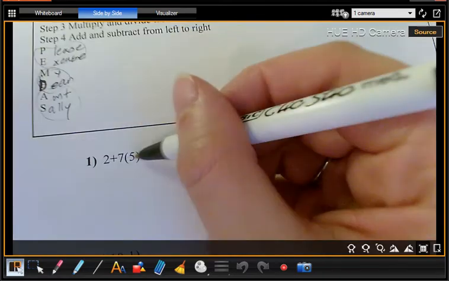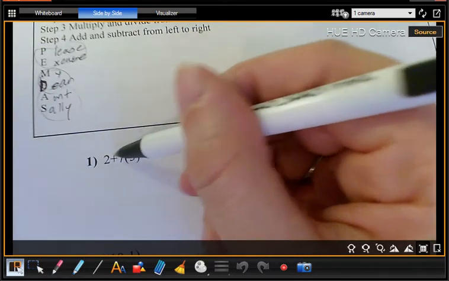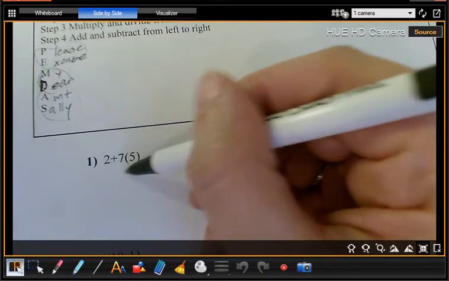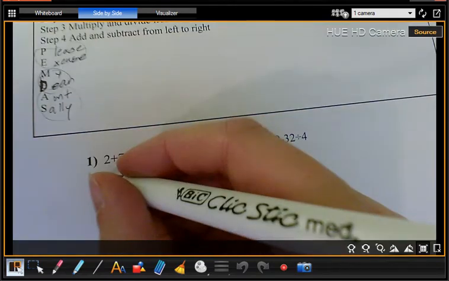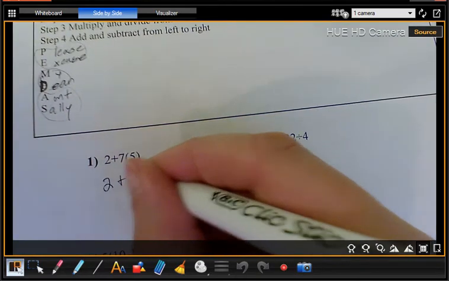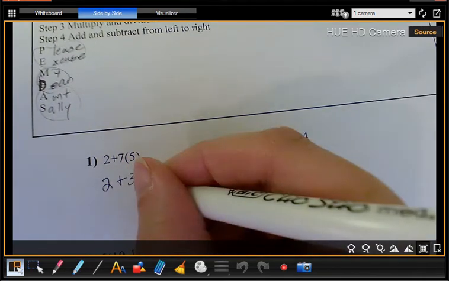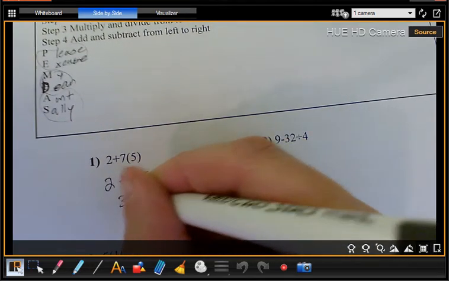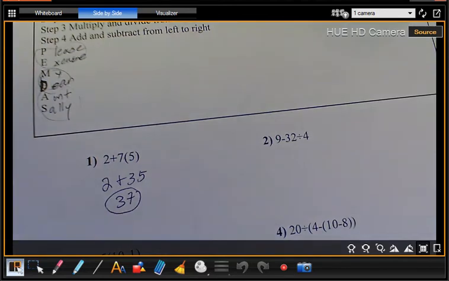We see that we've got a multiplication problem first. It's 2 plus 7 times 5. So we're going to do the multiplication part first. So we get 2 plus 35, and then 35 plus 2 is 37. I highly recommend writing this down as you go. I am going to put them straight down like that so it's easier to read.